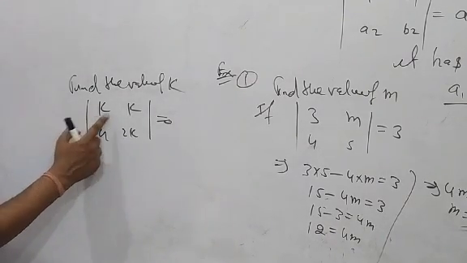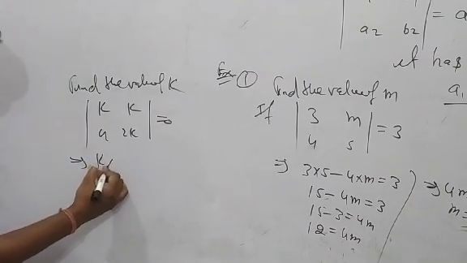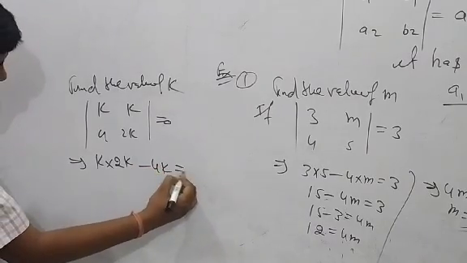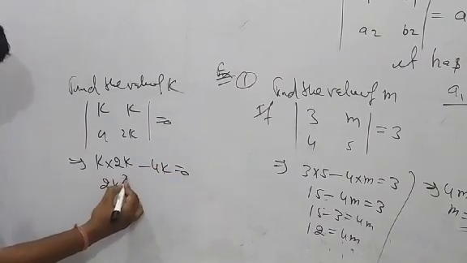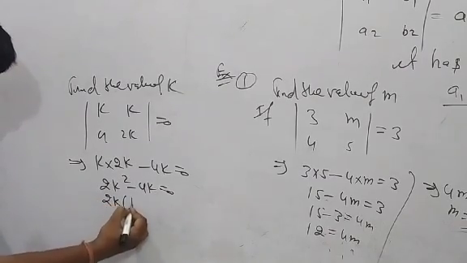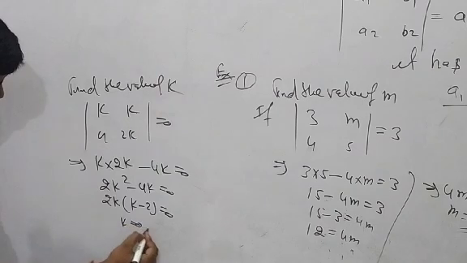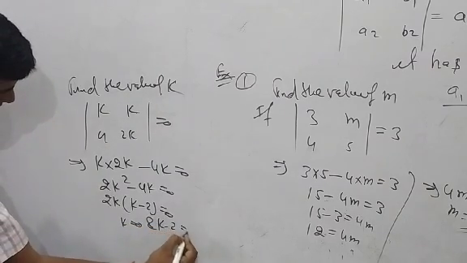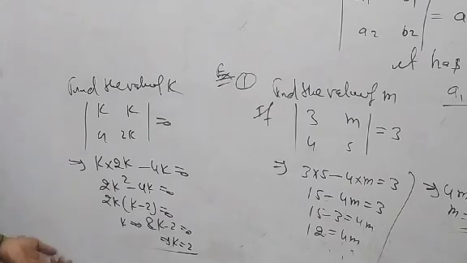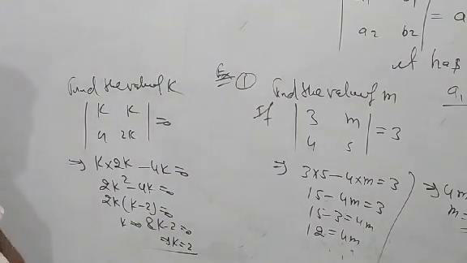Same a1 b1 a2 b2 means what? k into 2k minus 4 into k is equal to 0, and 2k square minus 4k is equal to 0. Here 2k is common, and k minus 2 is equal to 0. So k is equal to 0 and k minus 2 is equal to 0. Then the value of k is equal to 0 and k is equal to 2. Understood?